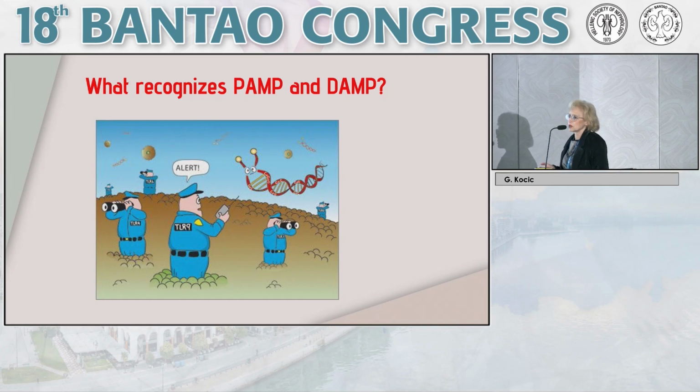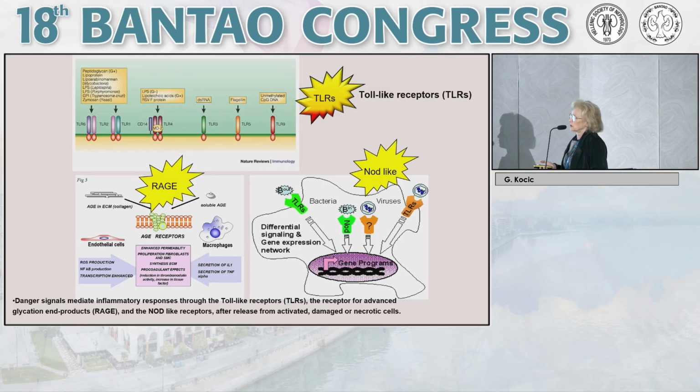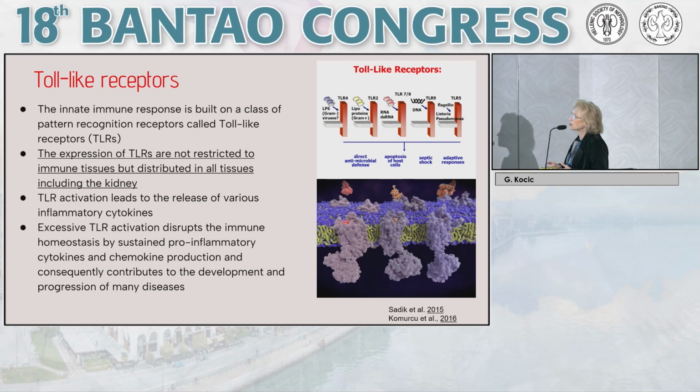The second question is, what recognizes DAMP or PAMP molecules at the cell? Up to now, we can register a number of receptors capable of binding these ligands. First of them, maybe the most important, are toll-like receptors. We have a number of toll-like receptors, then RAGE receptors, and NOD-like receptors. Toll-like receptors are the central class of pattern recognition receptors, and they are located.